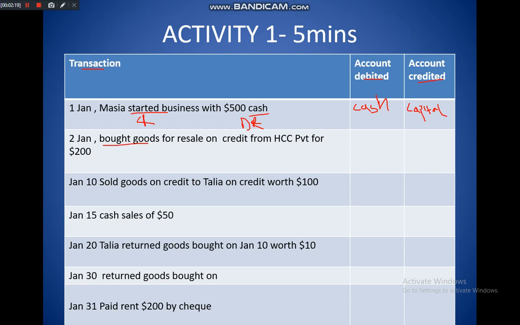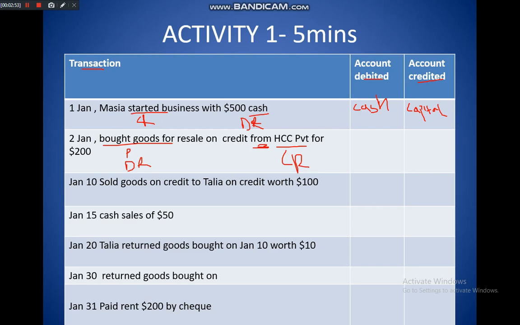Bought goods, it means this is a purchases account, and this is HCC Private Limited. Then you are supposed to identify which account is receiving and which we bought these goods from. So this is a clue for you. You are supposed to credit this HCC, then you debit purchases. So purchases is being debited. You can complete this exercise in 5 minutes. I think you'll be done. Pause the video and then work and fill in the space.